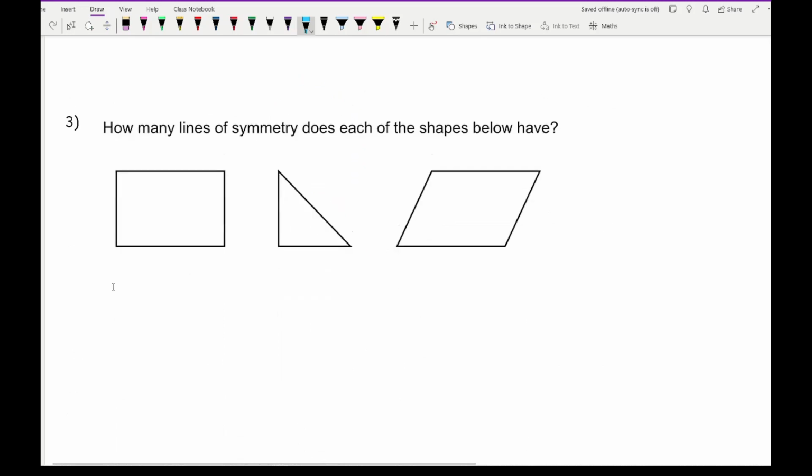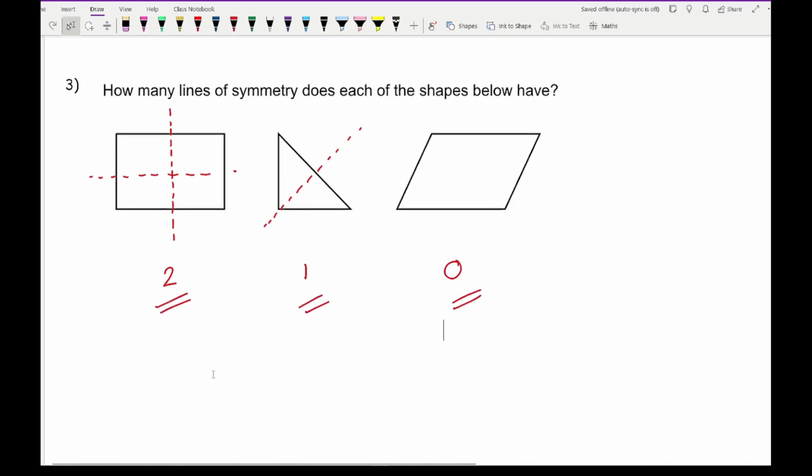Moving on to question 3, it says, how many lines of symmetry does each of these shapes have? So again, looking at the rectangle, there are 2 lines of symmetry. There is 1 on what appears to be a right angle isosceles triangle, and on the parallelogram there is 0. So the answer then is 2, 1 and 0.